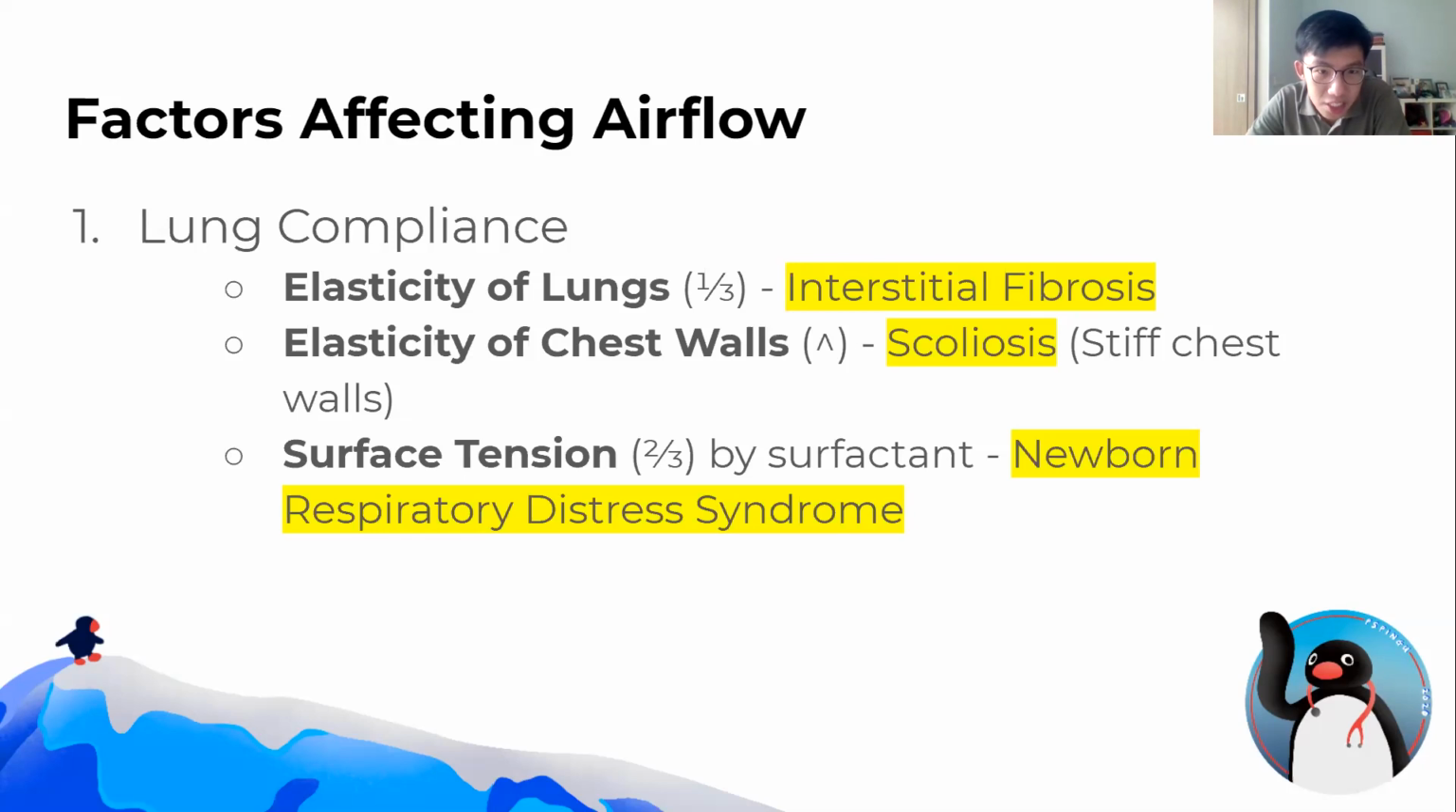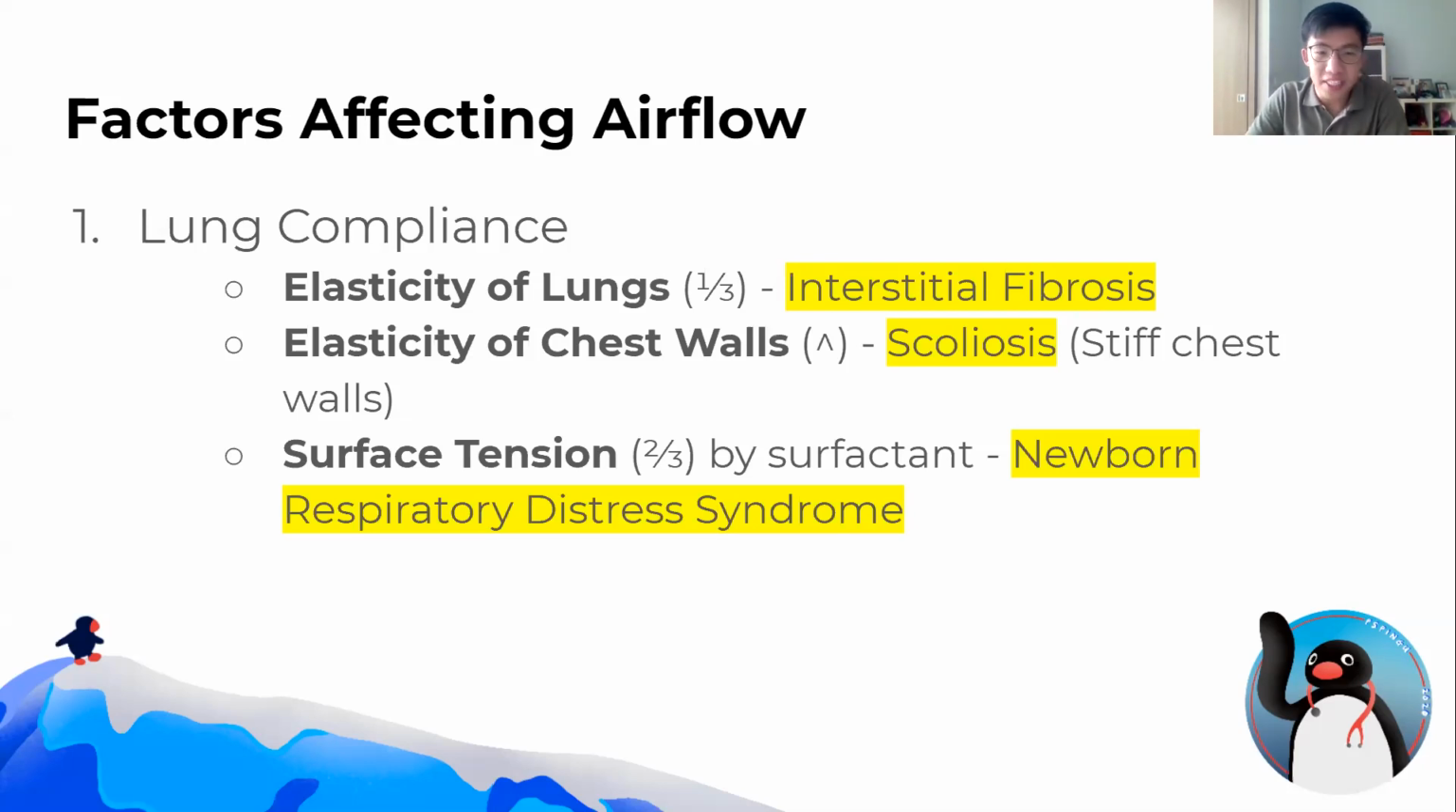So there are three parts to it. First would be the elasticity of the lungs. Second would be elasticity of the chest walls. And third would be the surface tension of the alveoli. This can tie in very nicely with three conditions, which I would like to talk about. The first would be elasticity of the lungs: interstitial fibrosis. Interstitial fibrosis means that there's a lot of collagen and fibrin within your lung parenchyma. Because of that, the lungs can't really expand and contract easily, and therefore your airflow is decreased.